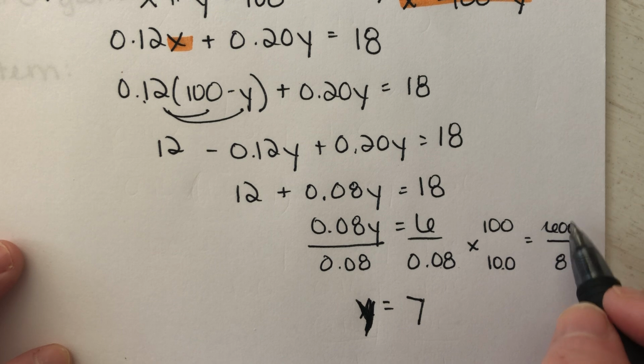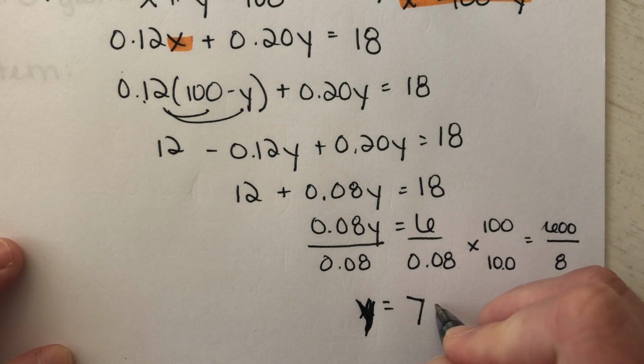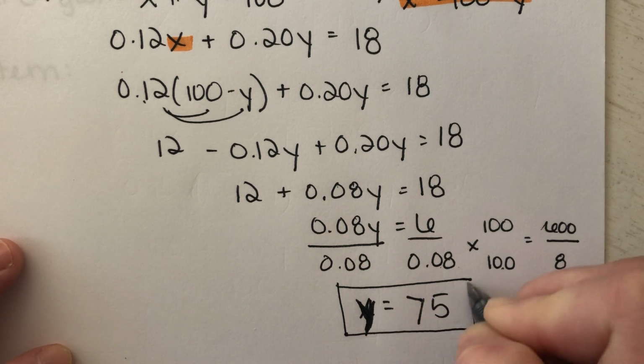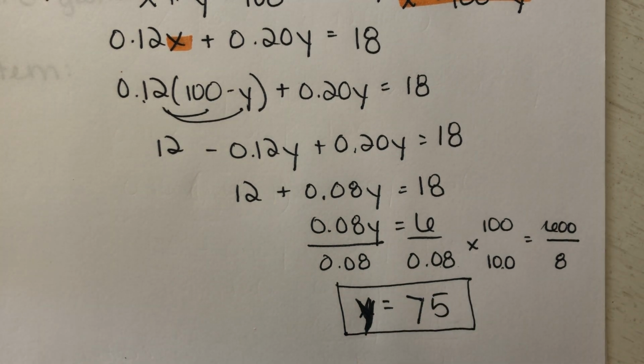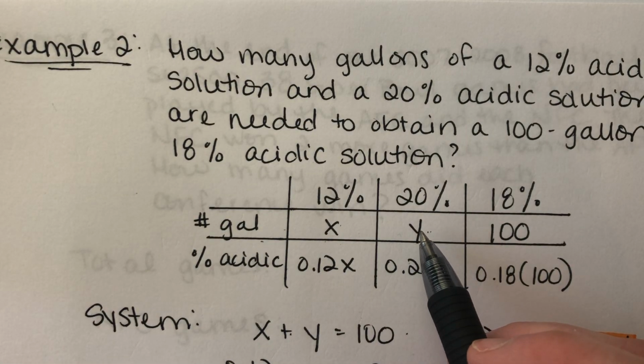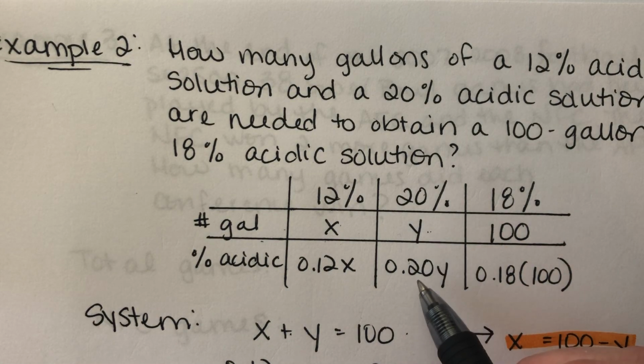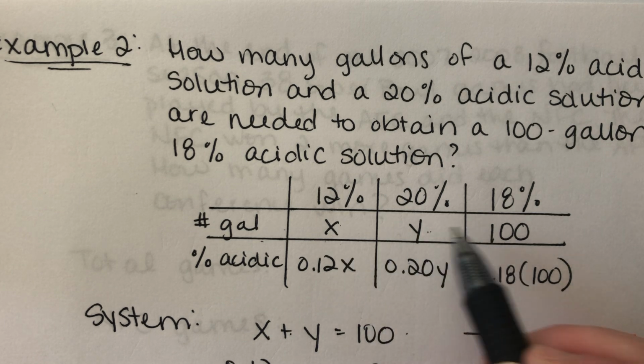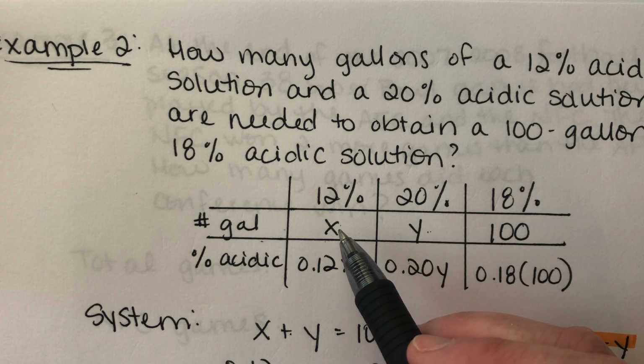So then I've got 40 here. 8 goes into 40 5 times. Just use your calculator if that's confusing. Okay, so y equals 75. So how many gallons of y do I use of the 20% mixture? 75 gallons. And if together these equal 100 and this is 75, what does this have to be?